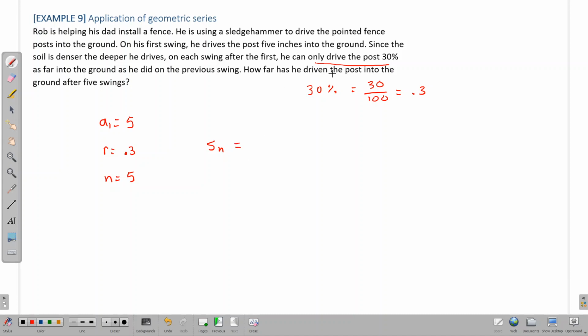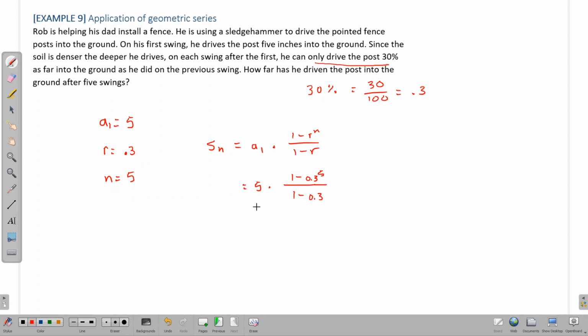So then we can go straight. We want to know the total distance that it's been driven. It says how far has he driven it after 5 swings? Not on the 5th swing, but the total after 5 swings. That's why we're using SN. So we've got A1 times (1 minus R to the N) over (1 minus R) equals 5 times (1 minus 0.3 raised to the 5th power) over (1 minus 0.3).